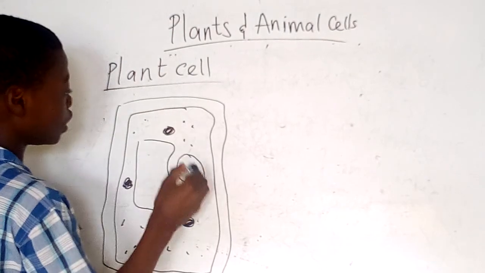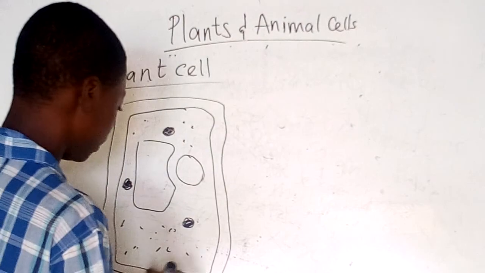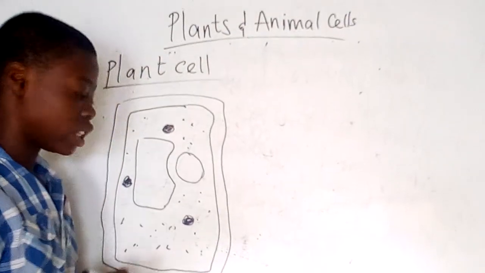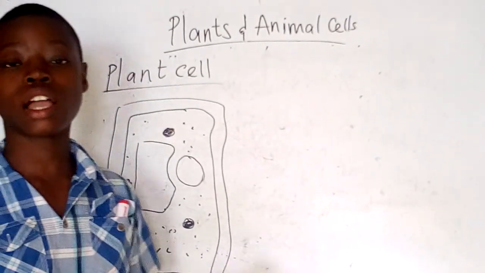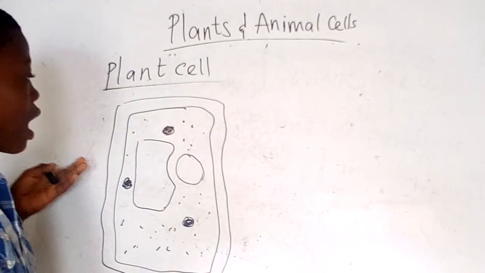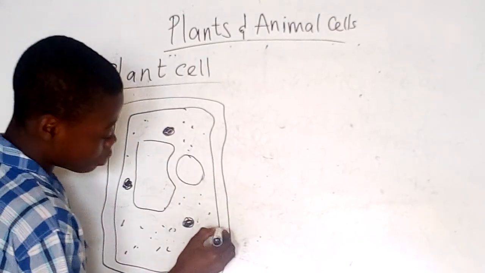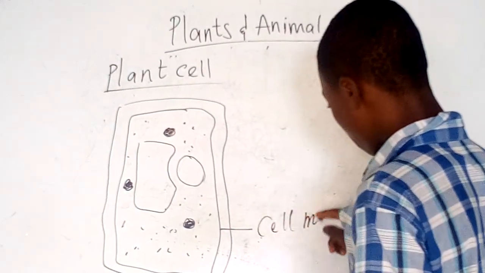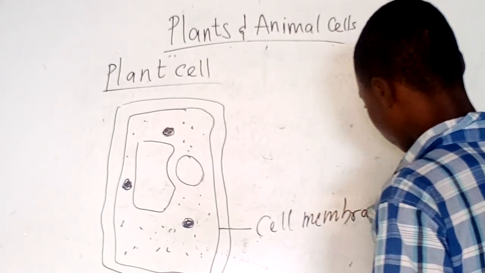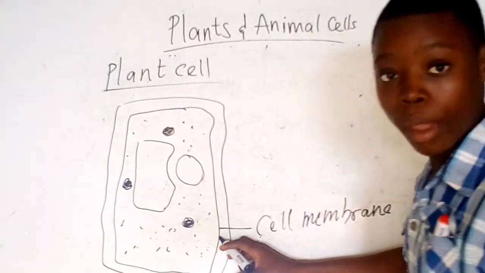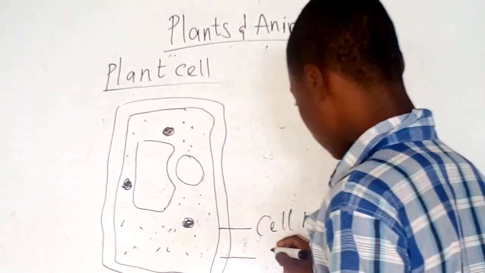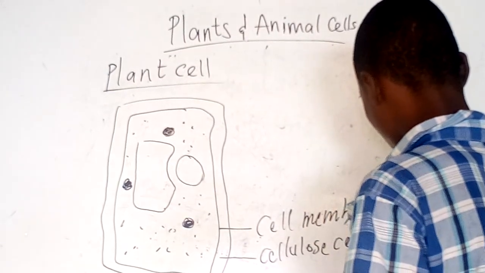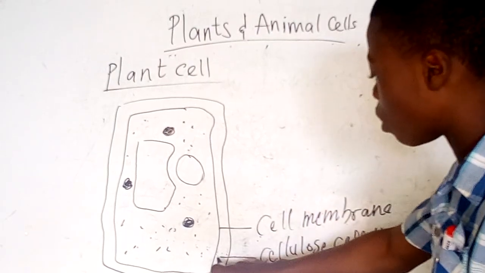So I'm drawing the plant cell currently. As you can see, I'm drawing the plant cell. Okay, this is the structure of the plant cell. When you're asked in your examination to draw the plant cell, this is how to draw it. Now, we term this side as our cell membrane. This is called the cell membrane. This is termed as the cellulose cell wall. So this is our cellulose cell wall.